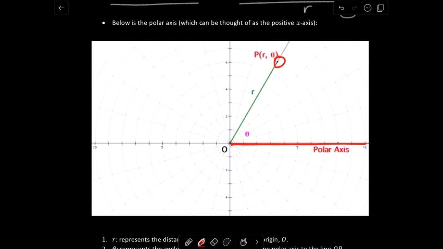Now, let's consider a point P on this polar coordinate system. So there's the point P. I've circled it in red. It's that black dot there. And this point P has an associated r and theta value attached to it. Let's examine in a bit more detail what this r and theta actually mean.